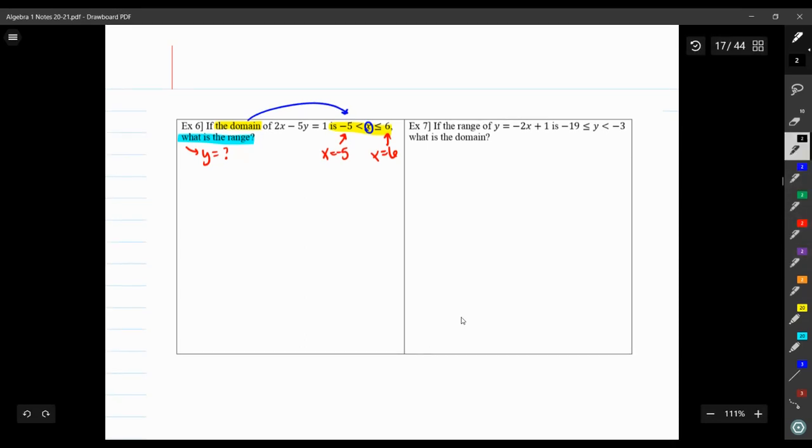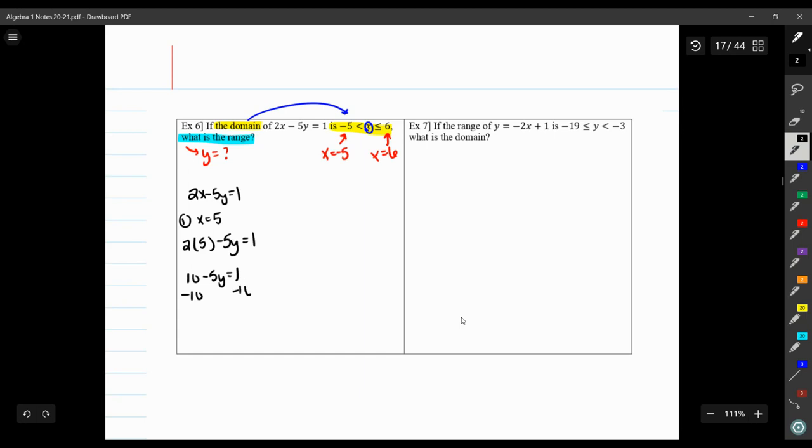So let's talk about our equation. So we have 2x minus 5y equals 1. I'm going to first substitute in x equals 5. So we have 2 times 5 minus 5y equals 1. 2 times 5 makes 10.